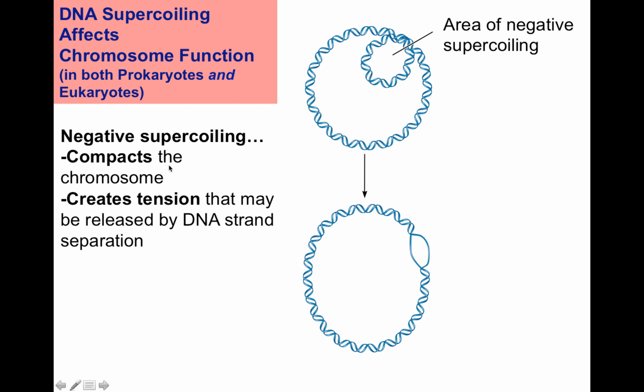Negative supercoiling compacts the chromosome, and it creates some tension that might be released by strand separation. That's what this is showing right here, strand separation. We've broken the hydrogen bonds between the two strands of DNA, and now we have an open region.